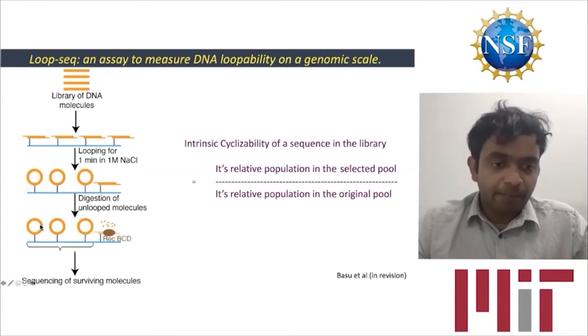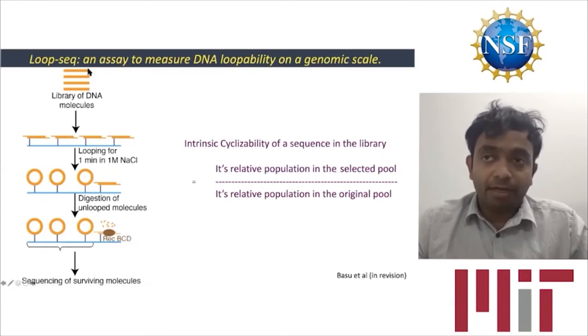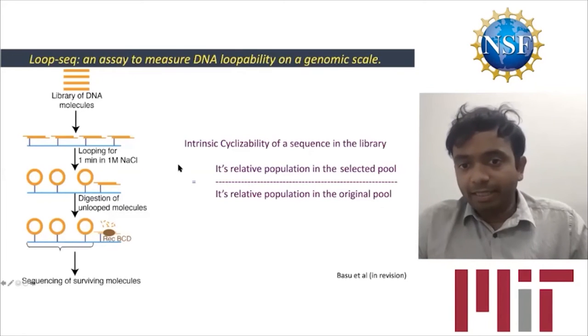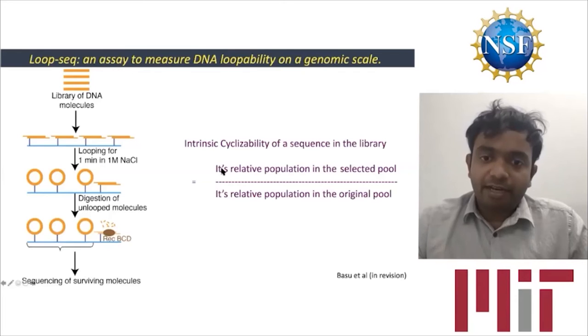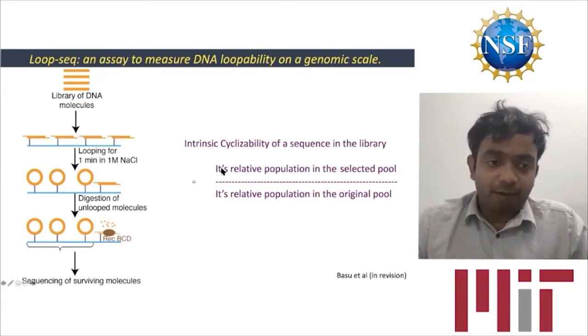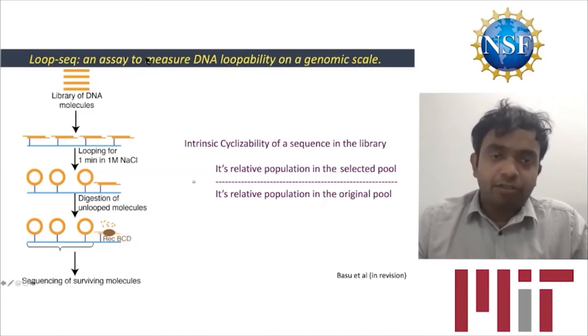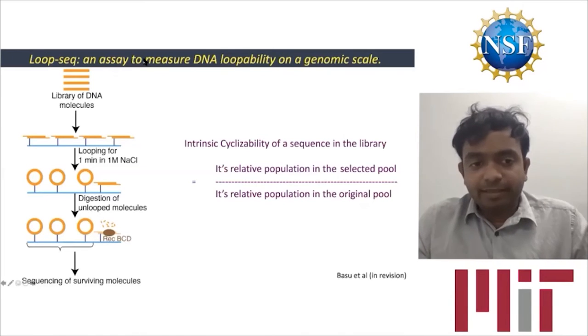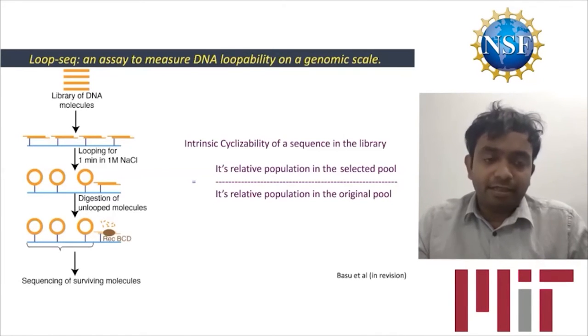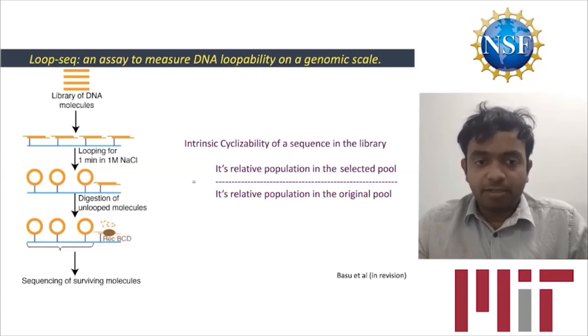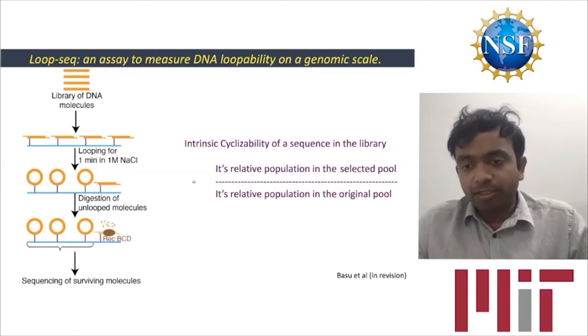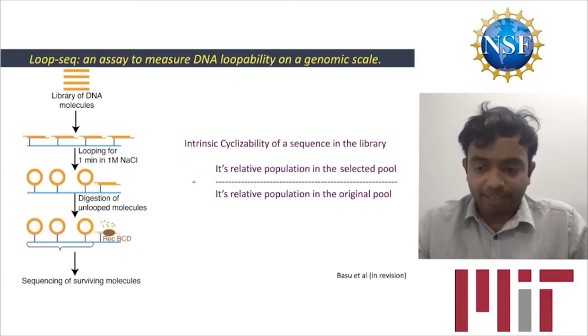looped molecules. Finally, the surviving molecules are sequenced, and the original library is also sequenced, and the intrinsic cyclizability of a sequence in the library is defined as the ratio of its relative population in this surviving pool to that in the original pool itself. So in other words, it is a measure of the probability of a certain sequence to survive this process of looping and selection, which in turn is presumably related to the sequence's bendability or flexibility.